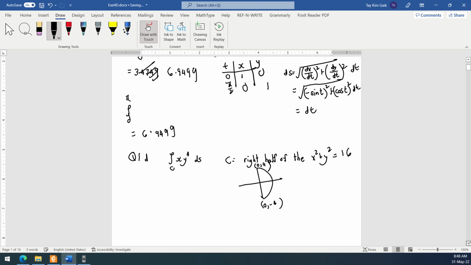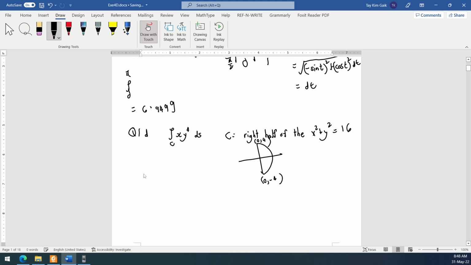Using the parametric equation for a circle, similar to polar coordinates, x is r cos theta. Just change theta to t. R is 4, since r squared equals 16. So x is 4 cos t, and y is 4 sin t.